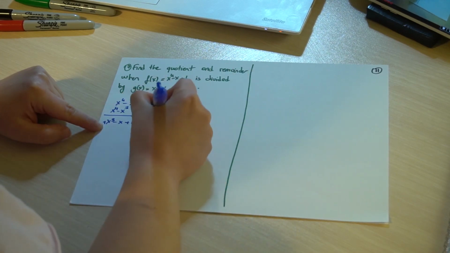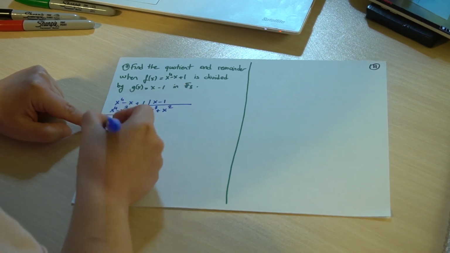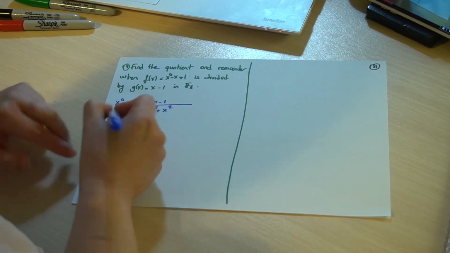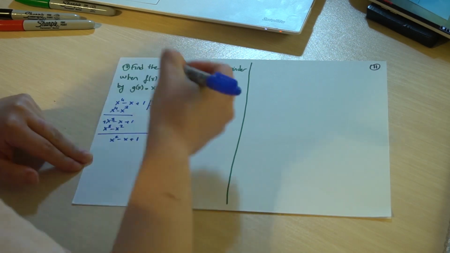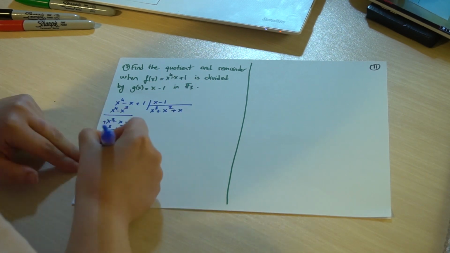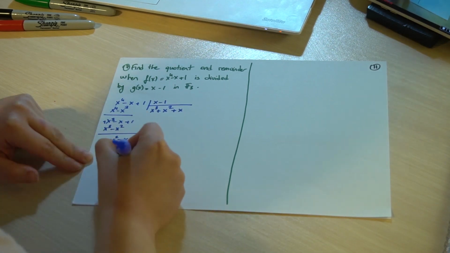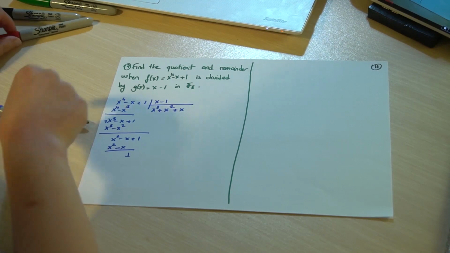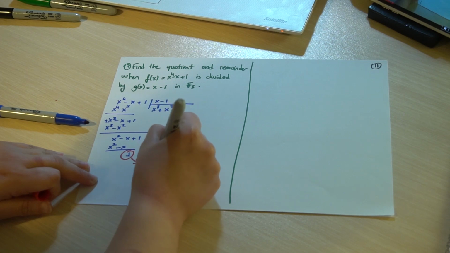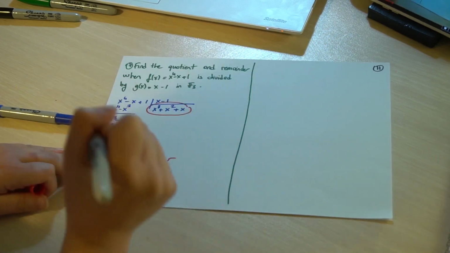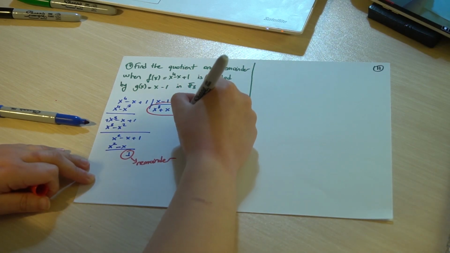Then we have x cubed, so we need to add x squared, x cubed minus x squared. Then we will have x squared minus x plus 1, plus x squared minus x. So we have 1. So remainder is 1. And x cubed plus x squared plus x is the quotient.